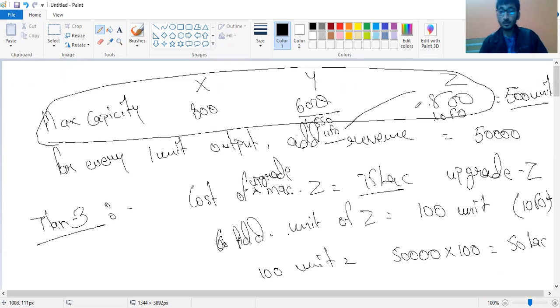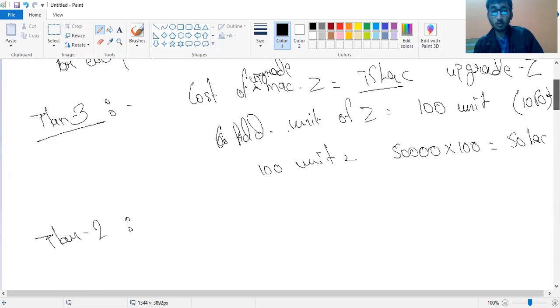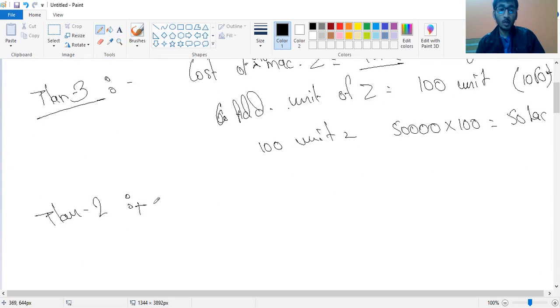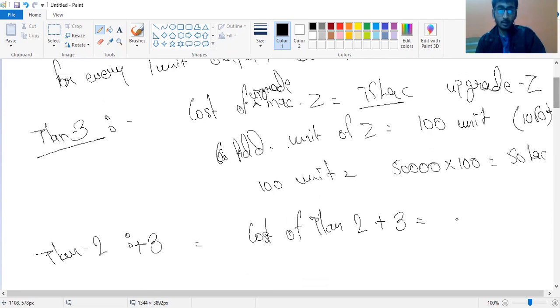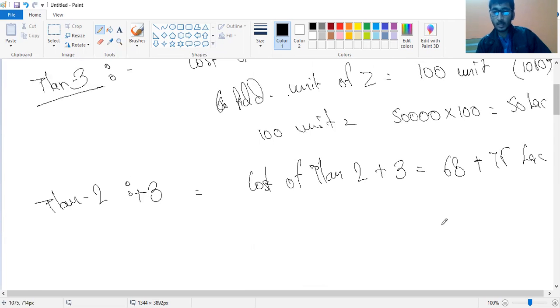I hope it is clear, right? So suppose you go with plan 2, you must go with plan 3. So cost of plan 2 plus plan 3. How much is the cost of plan 2 and plan 3? It is written, 68 plus 75 lakh. So I can say 143 lakh is the total cost of plan 2 and plan 3.